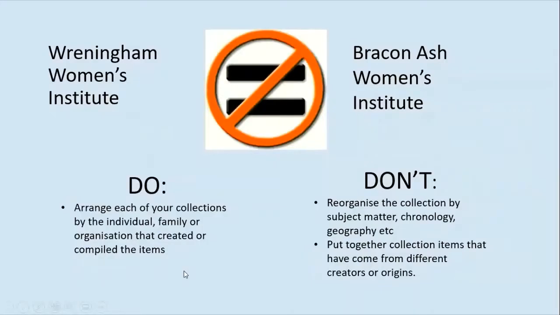In the example shown here, you would not want to mix up the archive collections of the Renningham Women's Institute and the Bracken Ash Women's Institute, as although they are both collections relating to the WI, the records were created by separate branches. If you mix them together, they would lose their unique provenance. It would be very confusing for researchers who are only interested in researching one group to find records of the other mixed in with it. It may give a false impression of how the two groups were organised.